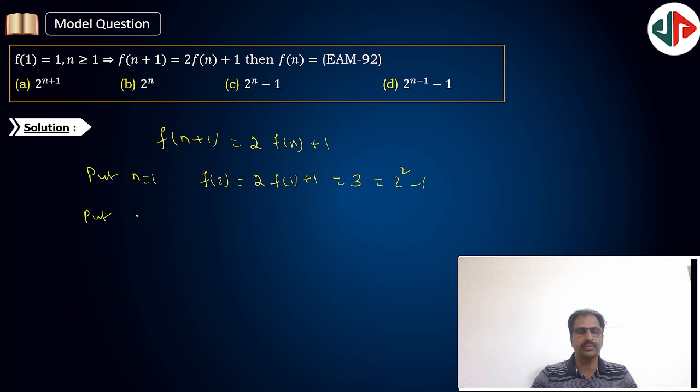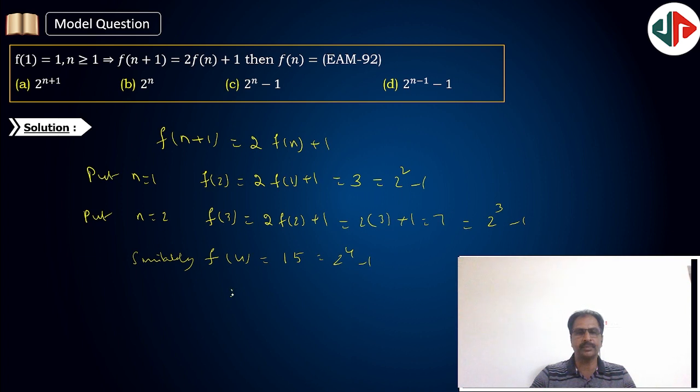Next, put n is equal to 2. Therefore, f of 3 is equal to 2 times f of 2 plus 1. That is equal to 2 into f of 2 is 3, plus 1, which is 7. 7 can be written as 2 power 3 minus 1. Similarly, if you find f of 4, you will get 15, which is 2 power 4 minus 1. By observing all those values, what will be f of n? 2 power n minus 1. Option C is correct.